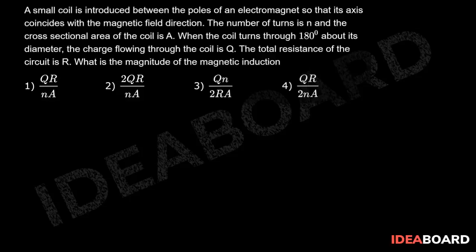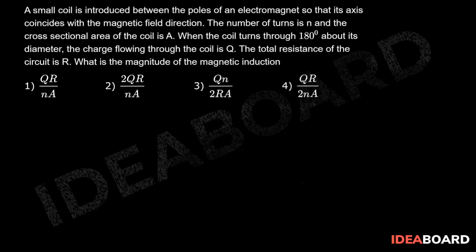A small coil is introduced between the poles of an electromagnet so that its axis coincides with the magnetic field direction. The number of turns is n and the cross-sectional area of the coil is A. When the coil turns 180 degrees about the diameter, the charge flowing through the coil is Q. The total resistance of the circuit is R. What is the magnitude of the magnetic induction?